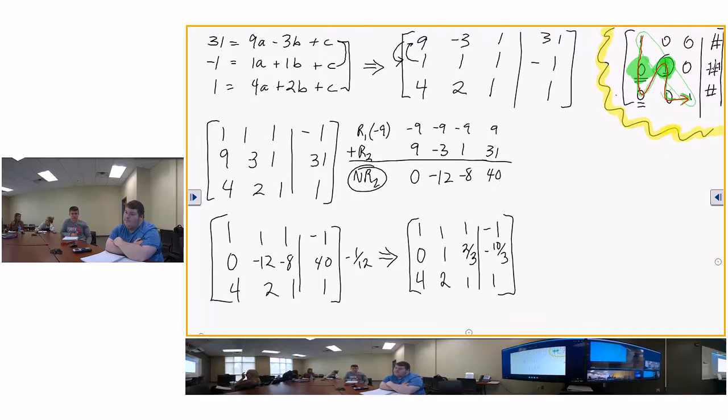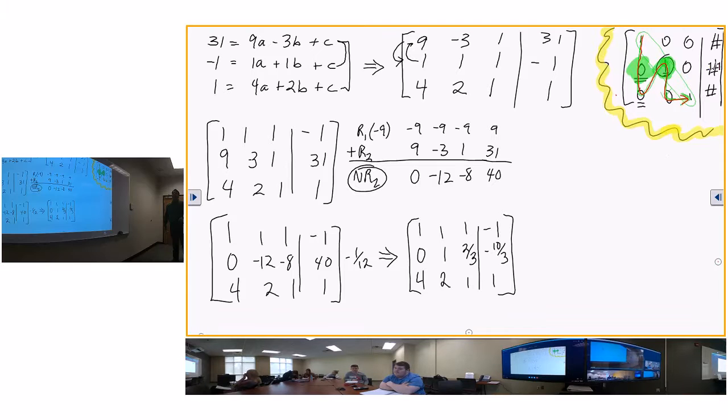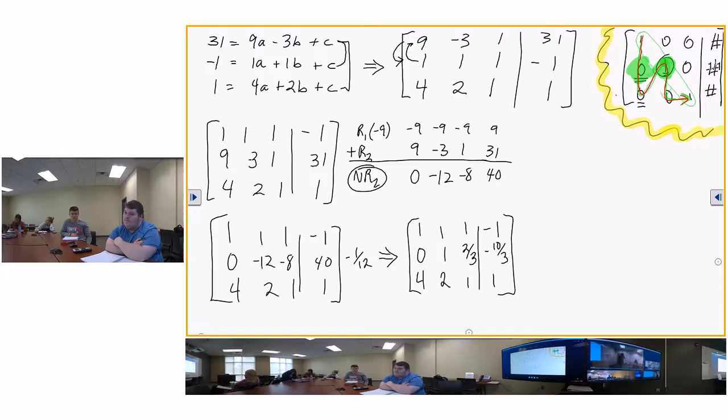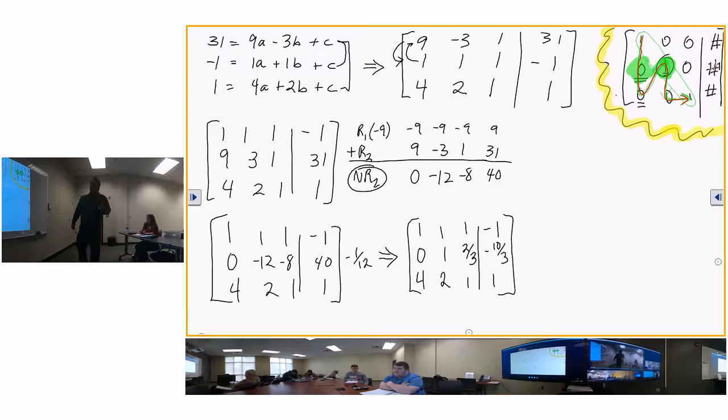That's the way you should go. So, what am I going to get rid of next? Well, I need to get rid of that 4. So I'm going to use row 1.